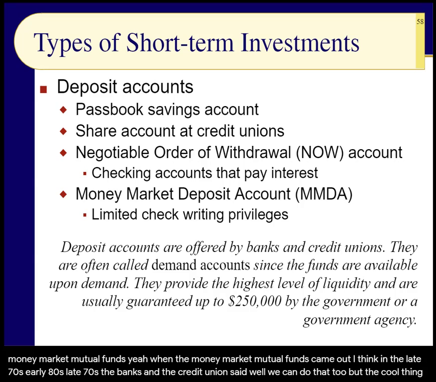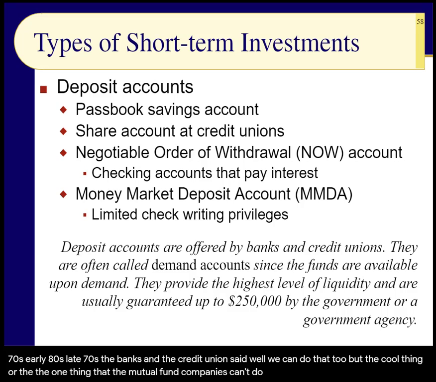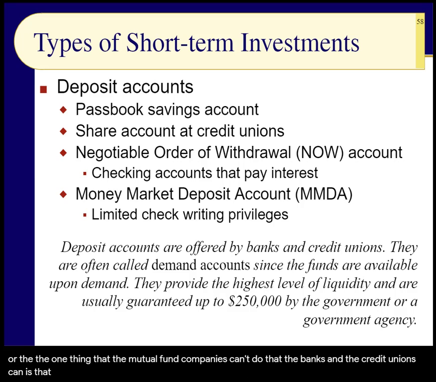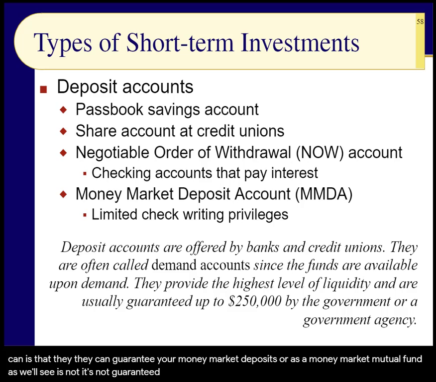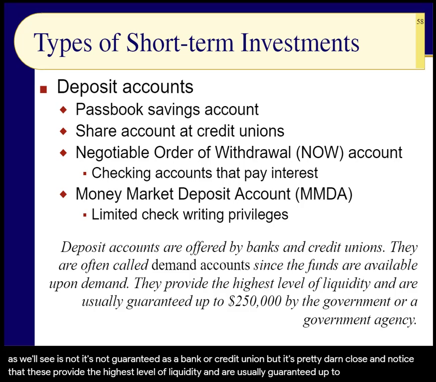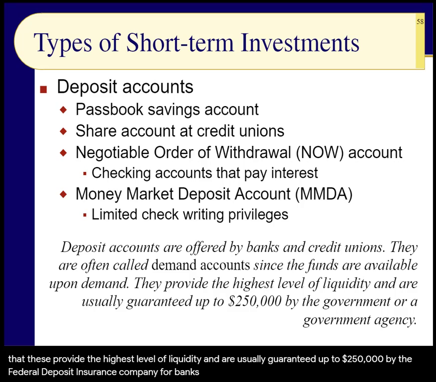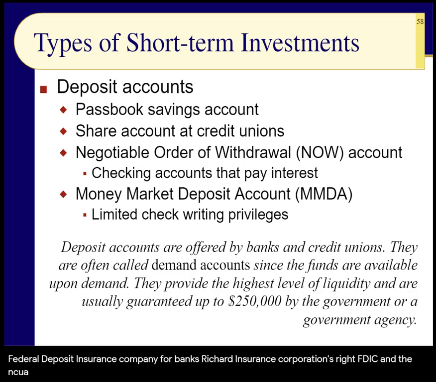But the one thing that the mutual fund companies can't do that the banks and the credit unions can is guarantee your money market deposits. Whereas a money market mutual fund, as we'll see, is not guaranteed like a bank or a credit union, but it's pretty darn close. And notice that these provide the highest level of liquidity and are usually guaranteed up to $250,000 by the Federal Deposit Insurance Corporation, FDIC, for banks, and the NCUA, National Credit Union Association.